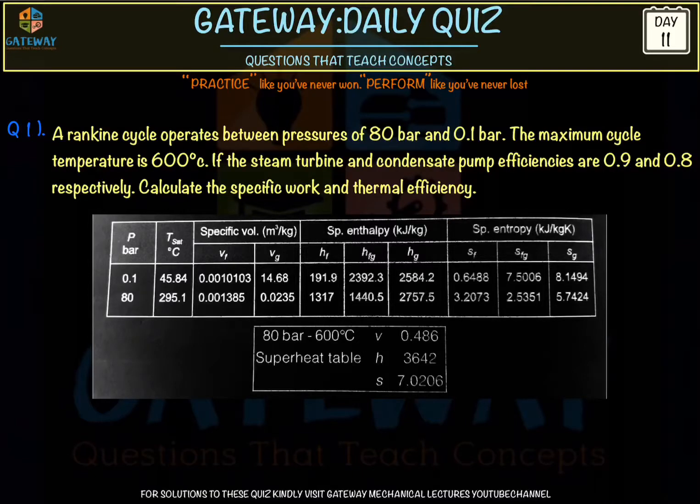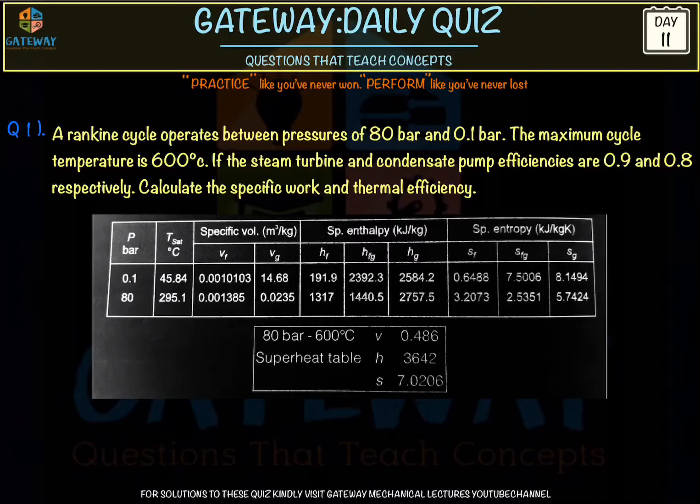Here are the solutions to the quiz day 11, and today's subject is about power plant engineering. Power plant engineering mainly consists of parts like steam power cycles, gas power cycles, steam turbines, gas turbines, and types of compressors. These are all the syllabus of the power plant.